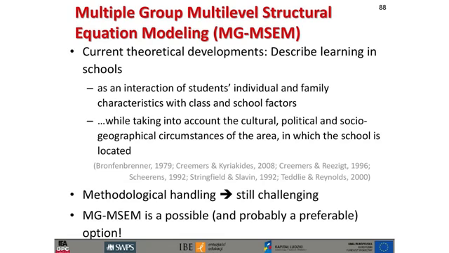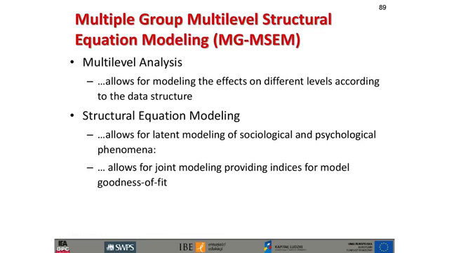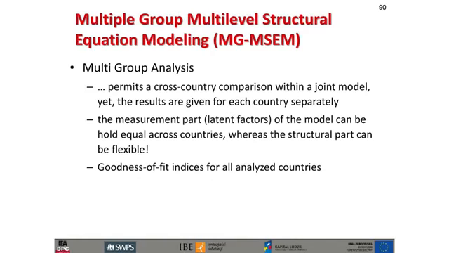The methodological handling is still challenging. So what is the benefit of taking this approach? One of the benefits is the multi-level analysis, which allows for direct modeling of the effects on different levels according to the data structure. Then the structural equation part is a tool that allows for latent modeling of sociological and psychological phenomena, which is a more comprehensive measurement instrument. And this allows also for a joint modeling, providing indices for model goodness of fit. Multi-group analysis, on the other hand, permits a cross-country comparison within a joint model, yet the results are given for each country separately.